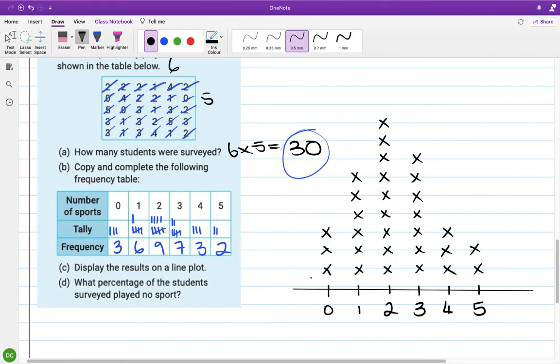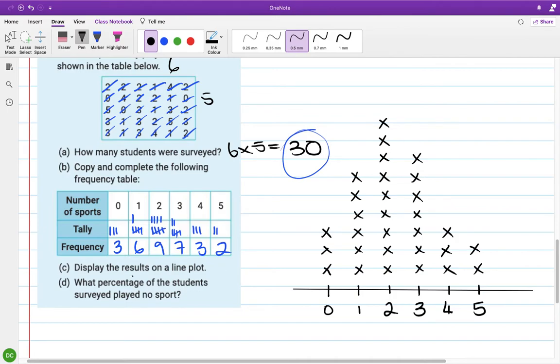Okay, so again, putting them all on the same line means that it's so clear to see that playing 2 sports was the most popular answer. Playing 3 sports was next, okay? And it's very important that that's how your line plot looks. Okay, so make sure those X's are evenly spaced out.